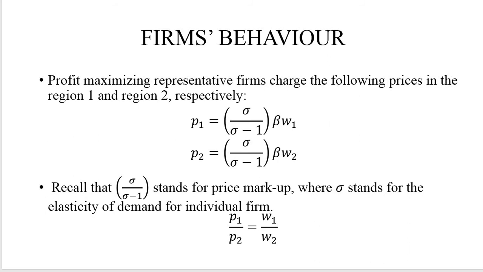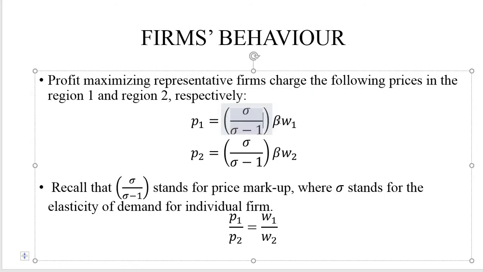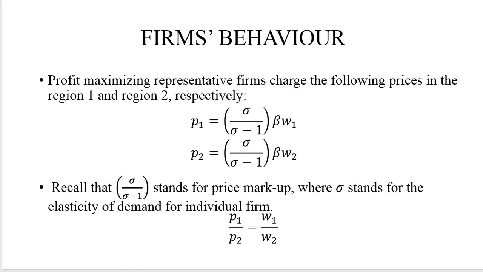So in this case, since this fraction will be identical in both equations, we can calculate the ratio of prices in the two regions. So basically P1 over P2 is the ratio of wages in the two regions. We just have to divide this equation by this equation, and this is what we get as the final result.